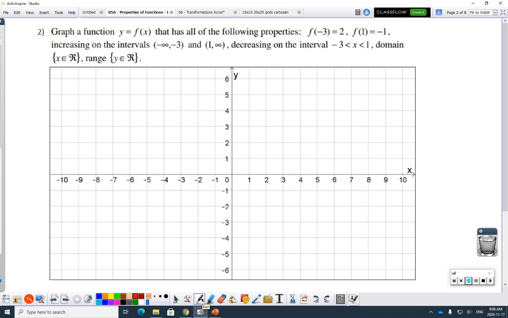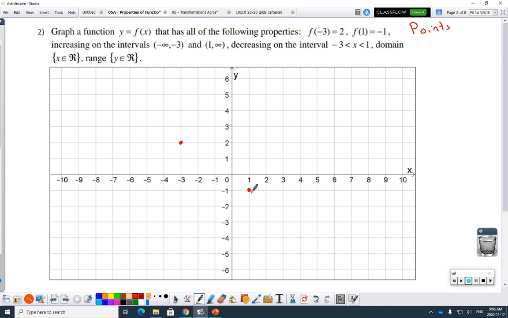So, first thing. These things are points. So let me write that again. Anytime they say f of negative 3 is 2 or f of 1 is negative 1, those are just points we put right on there. It gets us off to a great start on our graph. f of negative 3 is 2. There's a point. f of 1 is negative 1. There's another point.